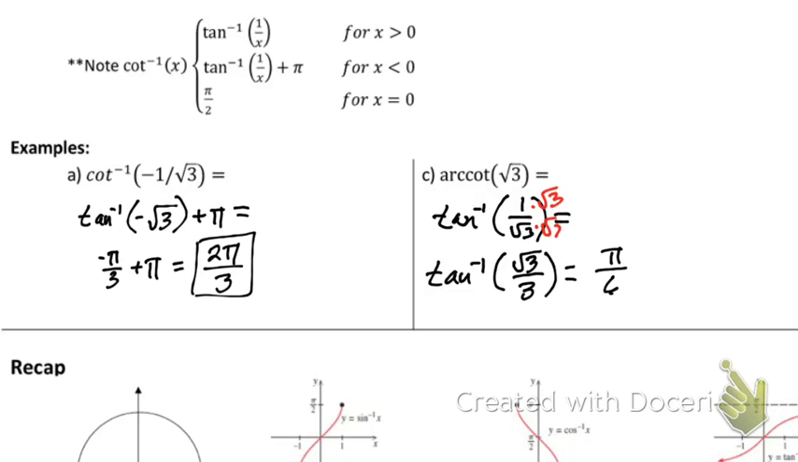I'm going to highlight one of these. If you ever have cotangent inverse of pi over 2, it's just 0. Because that's where tangent's undefined.